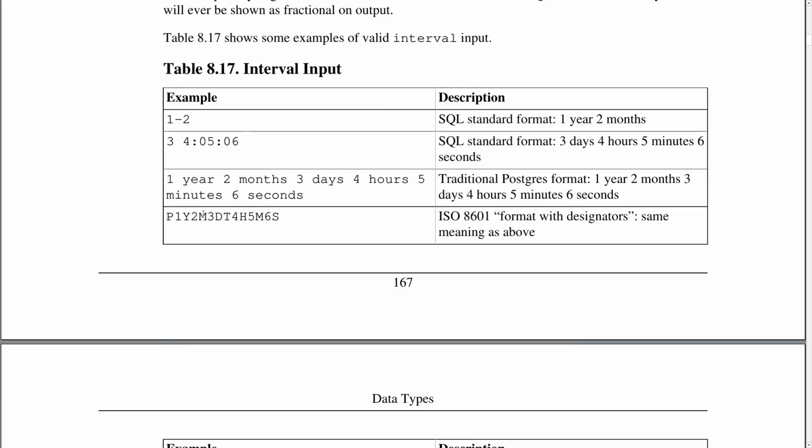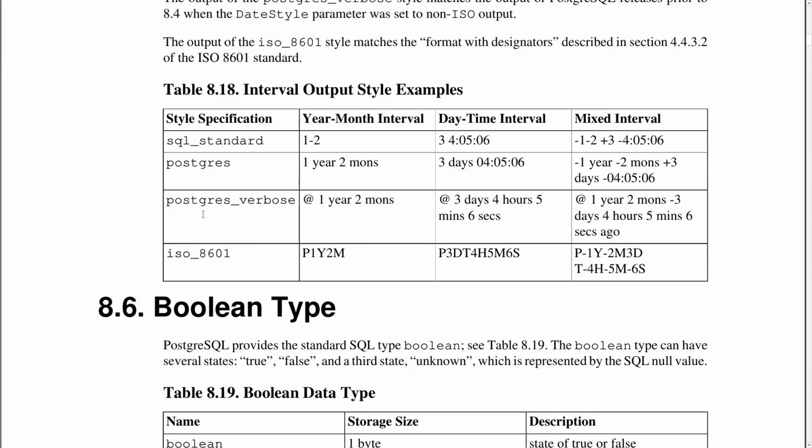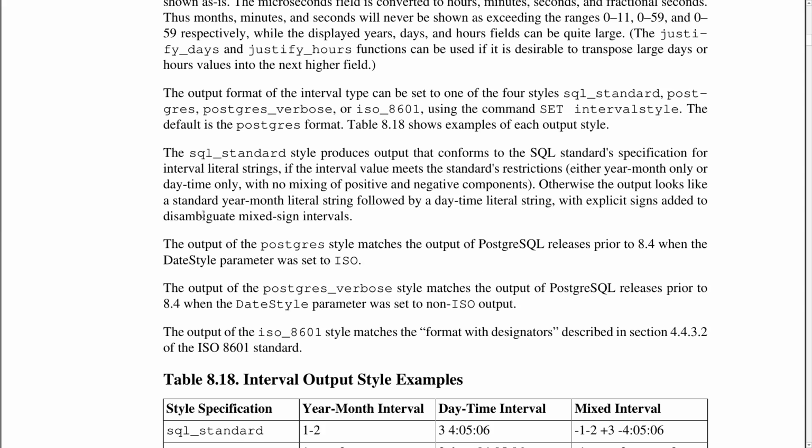The next topic is Boolean values, and I will stop here. Booleans we will see in the next video.